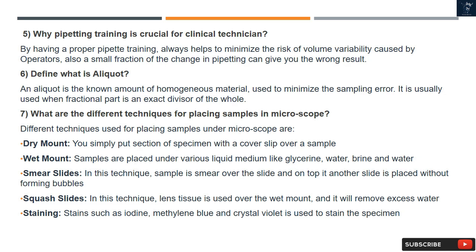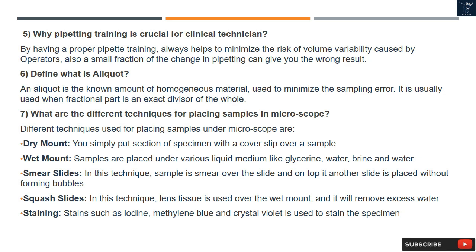7. What are the different techniques for placing samples in a microscope? Different techniques used for placing samples under a microscope are: Dry mount. You simply put a section of the specimen with a cover slip over the sample. Wet mount. Samples are placed under various liquid media like glycerin, water, brine.